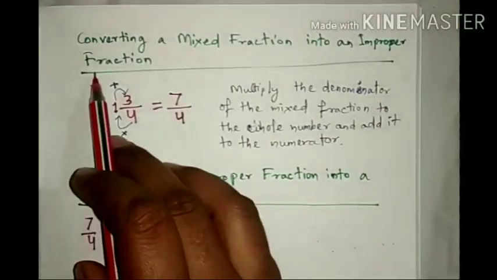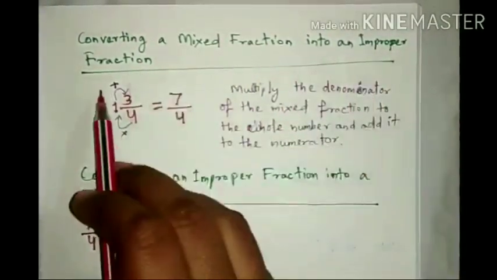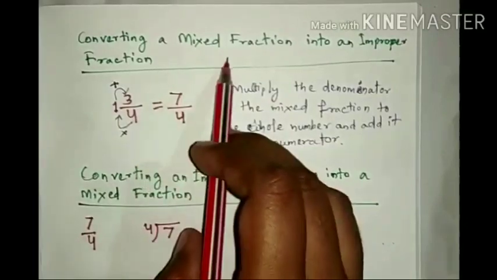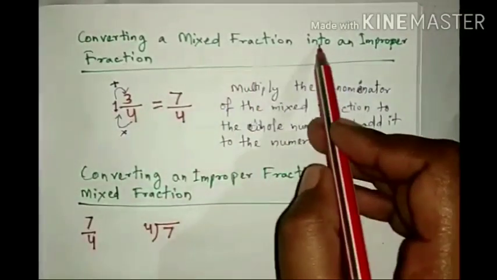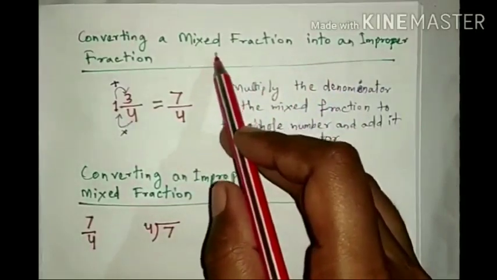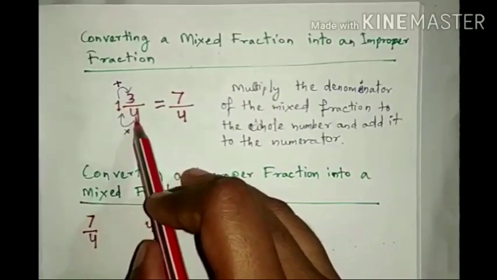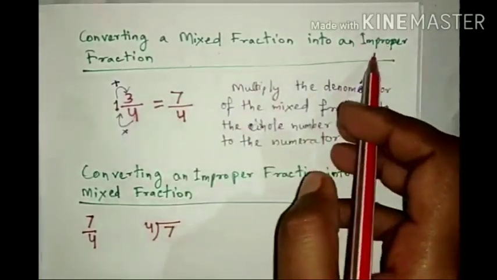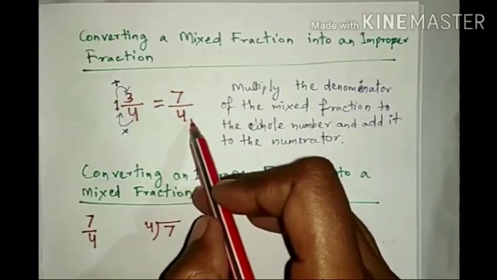Next, converting a mixed fraction into an improper fraction. Mixed fraction and improper fraction are the same, we have studied. Then what is a mixed fraction? We have a whole number and one proper fraction. But in an improper fraction, the numerator is greater than the denominator.